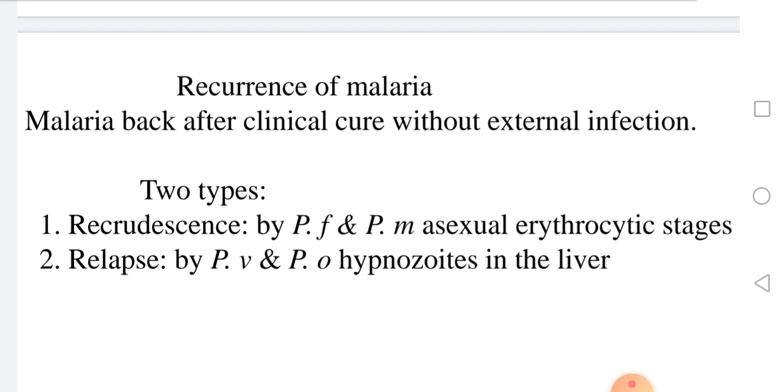If the patient has malaria from these species, the asexual erythrocytic stages will cause the clinical malaria. And if the patient is cured clinically, there may be a small number which are unable to cause clinical malaria or be demonstrated in the lab. After some time, they may multiply and reach a stage where they can cause clinical malaria to relapse. And this occurs by Plasmodium vivax and Plasmodium ovale hypnozoites in the liver, the sleeping stages in the liver.